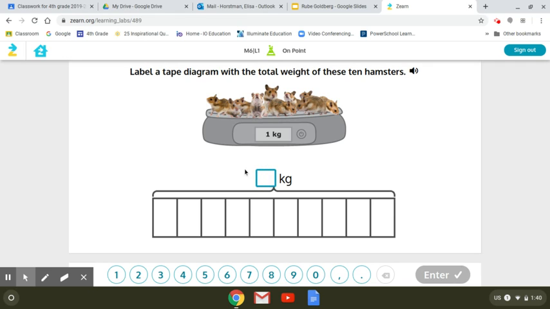We're going to start this lab by finding the weight of 10 hamsters. It says to label a tape diagram with the total weight of these 10 hamsters. Well, what's the total weight? The total weight is 1 kilogram.